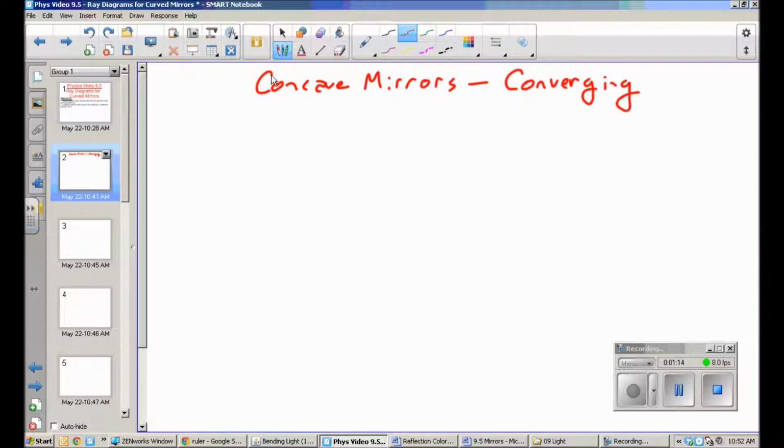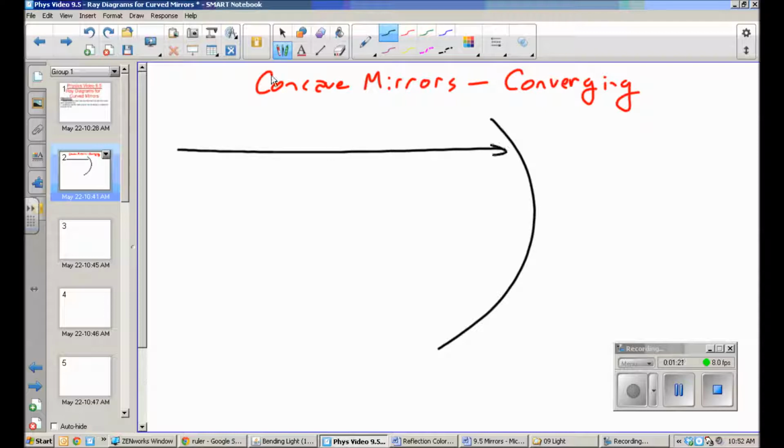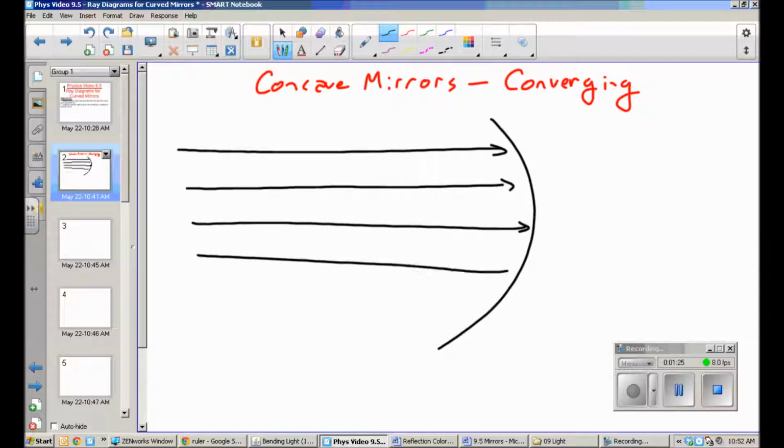All right? And the reason they're called converging mirrors is this. If you've got a concave mirror and light is shining into it, what actually happens is, because of the shape of the mirror, the light ends up getting what's called converged to a point.